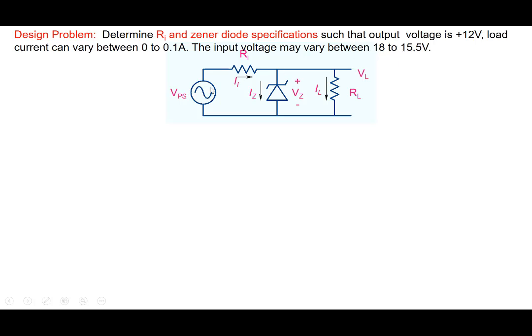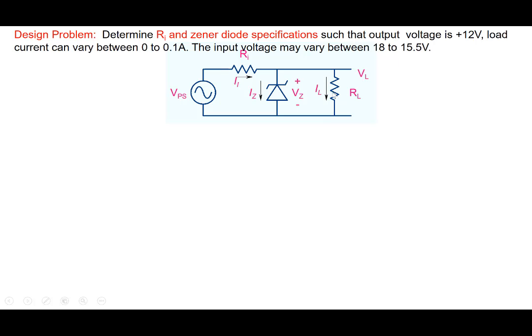So this is a variable voltage here. It can vary from 18 to 15.5. Note that 18 to 15.5, so it's a variable voltage here. It's not a sinusoid, although the symbol here is used. It's just a variable voltage here. Okay, 18 to 15.5. And this structure of the circuit is given.